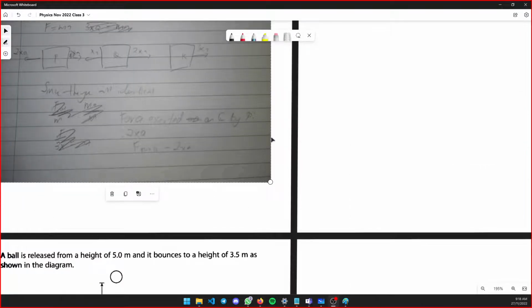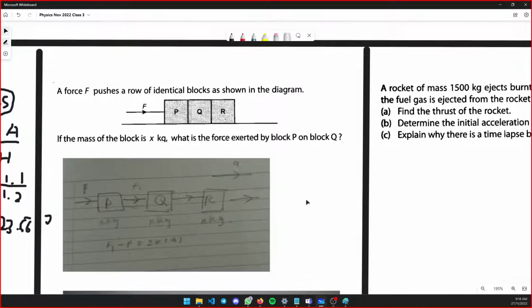Zoom class. Okay, for both of your submissions, let's read out the question first. Force P pushes a row of identical objects shown in the diagram. The mass of block X is X kg. What is the force exerted by block P on block Q? When it's a question like this, what happens is this itself becomes the force that's holding it.